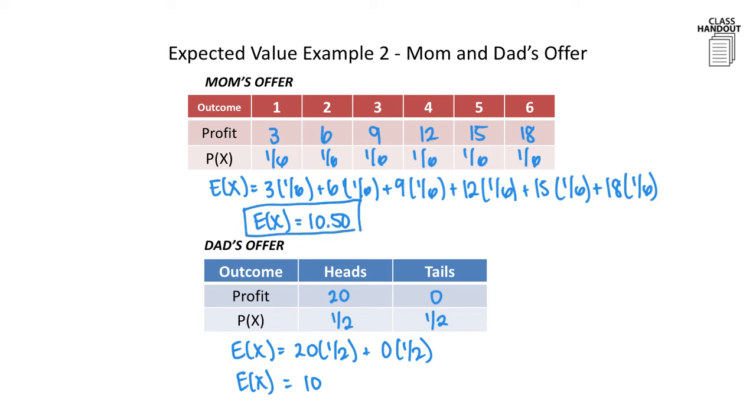So by looking at the expected values, we can see that the expected value for mom's offer is better. So mom's offer is a better deal. So the way to interpret this in context, we would say if we were to play mom's game many times, we would win on average $10.50 per game, whereas dad's offer, if we played this game many times, we would win only $10 per game.